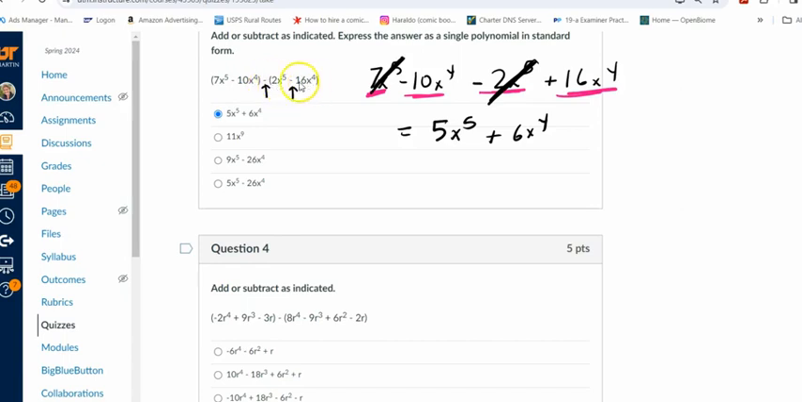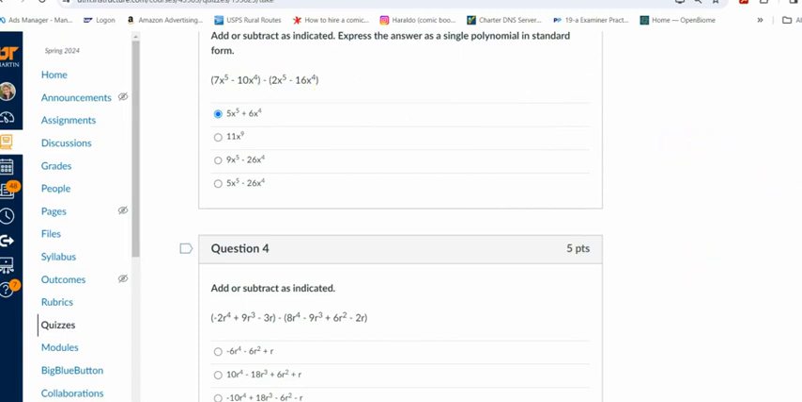Now, if you did not distribute your negative sign, if you did not apply it to everything inside the parentheses, then instead of getting positive 6x to the fourth, you would have gotten a negative there. And then when you added the two negatives, you would have gotten negative 26. That's that bogus one there. And that is not correct. So when a minus sign is out the front of parentheses, it has to be applied to everything inside. Okay, so let me continue.